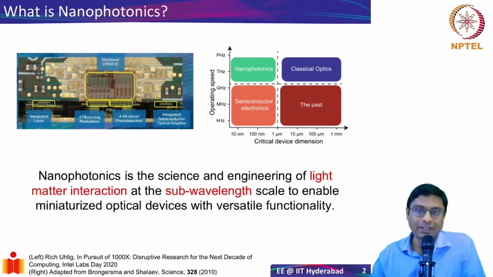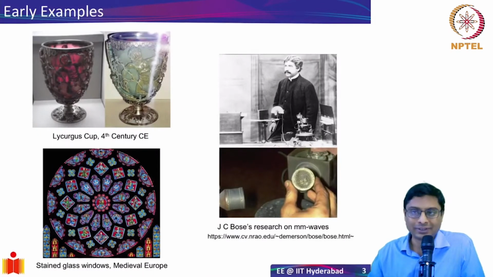Nanophotonics I can broadly define as the science of light-matter interaction at the deep subwavelength scale. Why are we interested in this light-matter interaction? Because we want to miniaturize the optical devices and also bring about various new functionalities which are probably not possible with macro-scale optical devices. So this is the idea of nanophotonics. So how do we understand this?